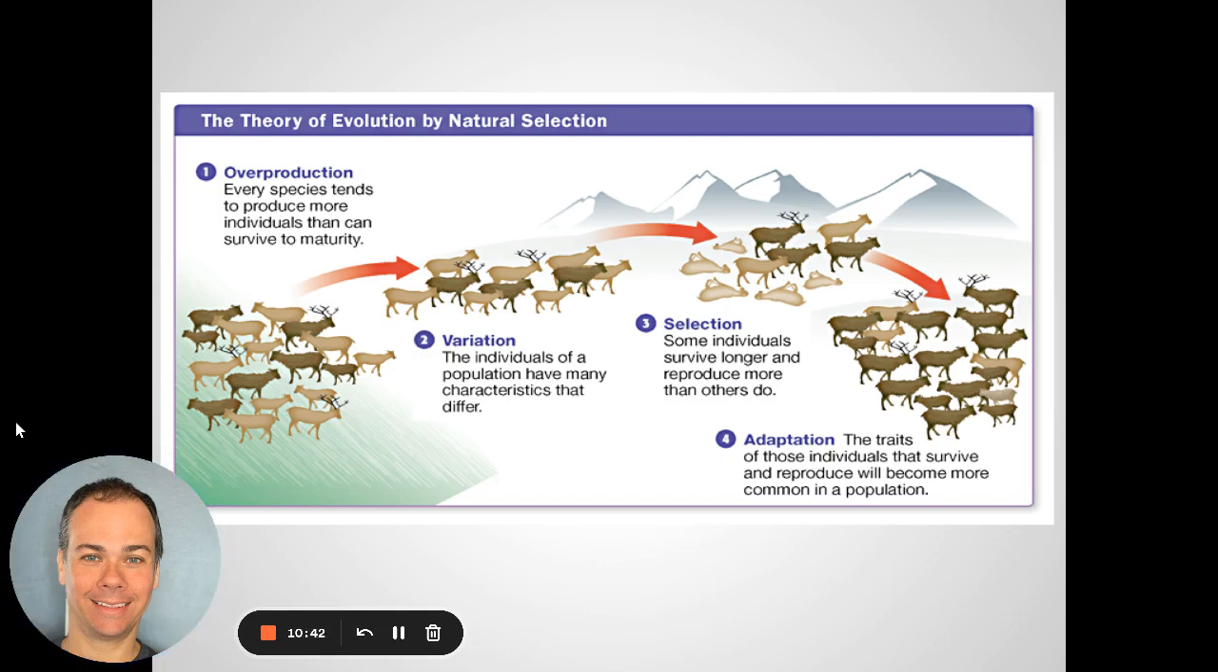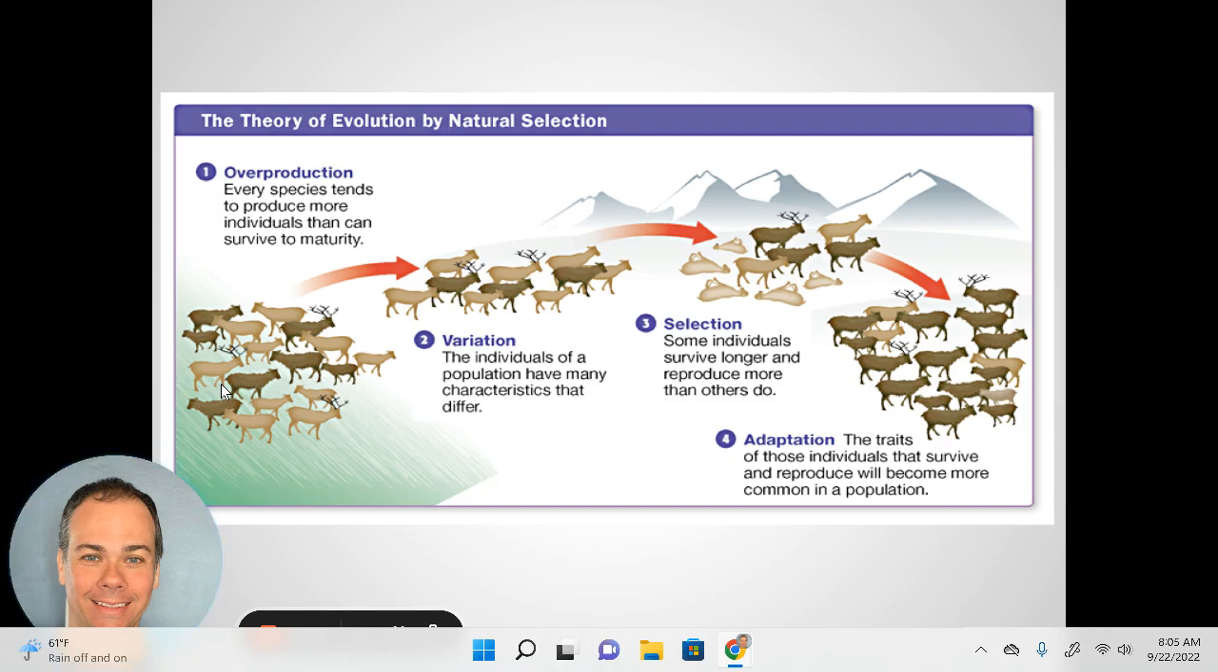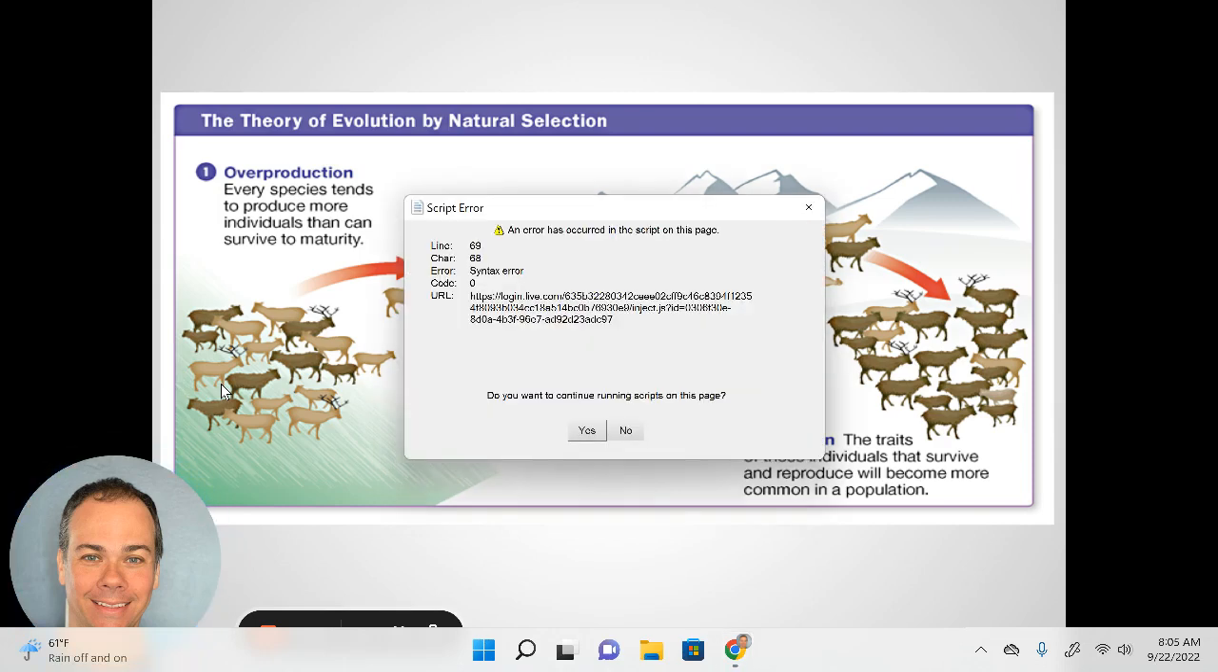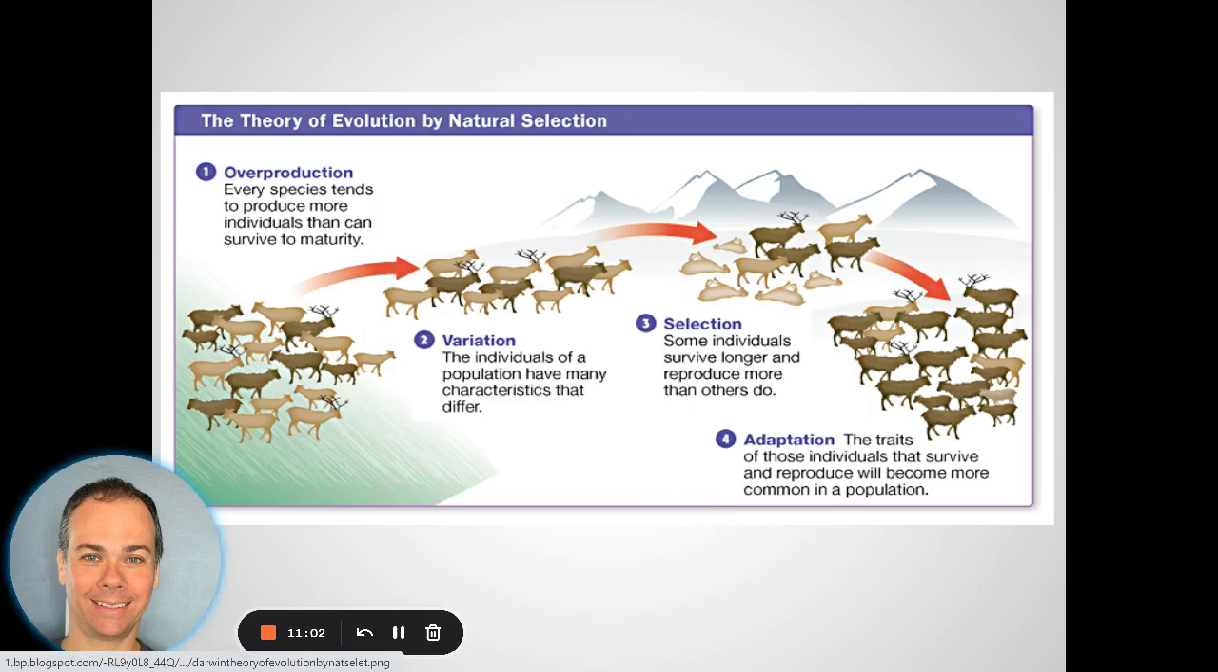So if we look at a diagram here, we'll talk about some examples. This gives us kind of the overview. So we have here a species of, I don't know what these are, elk or something. We have this species of elk, okay? There's too many. They can't all survive. Let's say there's not enough food, or it's too cold for them or something, okay? And all of these aren't going to survive into maturity. But they're different from each other. They have variations. They have different colors, different sizes, different antlers, okay?